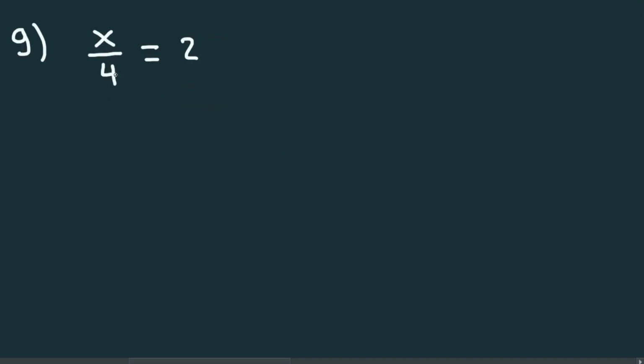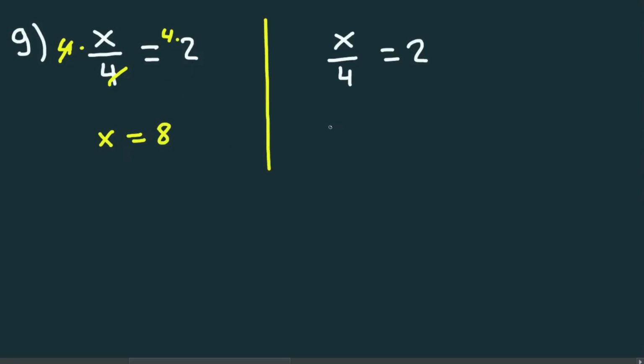Example 9, x over 4 equals 2. So here, in order to find x, we need to multiply both sides by 4. So 4 times x over 4 and 4 times 2. Why do I do this? Because now 4 will cancel out with the 4 in the denominator, and on the left-hand side I will just have x, and on the right-hand side 4 times 2, which is 8. Again, a faster way to write this is x equals 4 times 2, as the division becomes multiplication, so x equals 8.